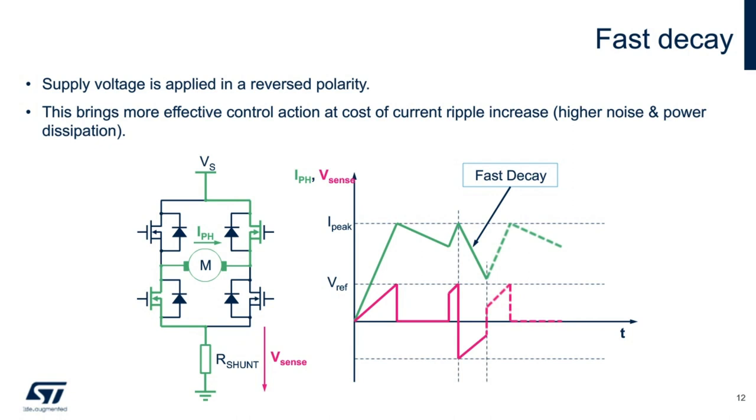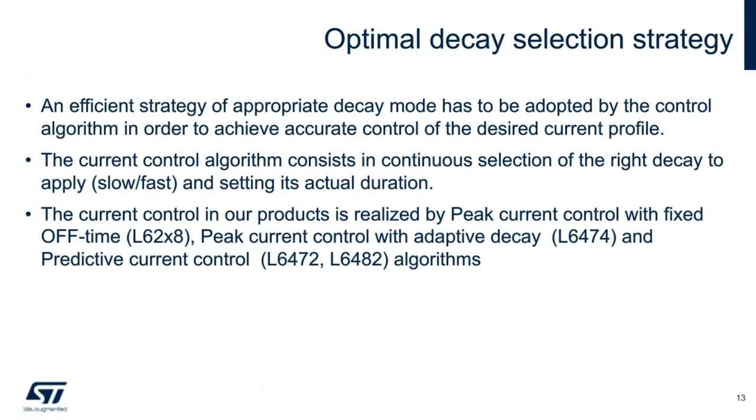An efficient strategy of appropriate decay mode has to be adopted by the control algorithm in order to achieve accurate control of the desired current profile. The current control algorithm consists in continuous selection of the right decay which has to be applied and finding the best trade-off between slow and fast decay and setting of its actual duration.